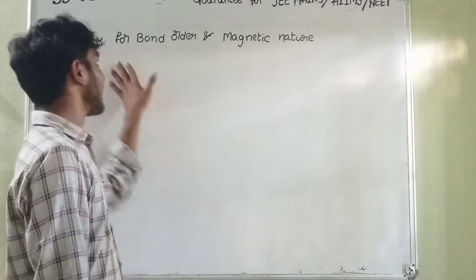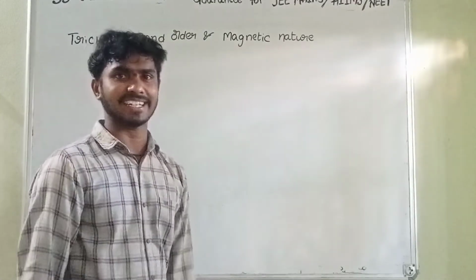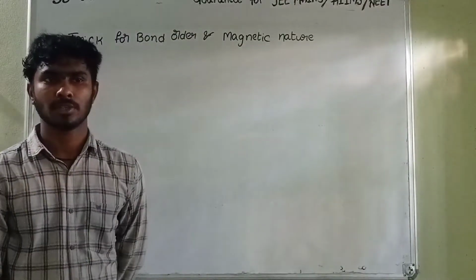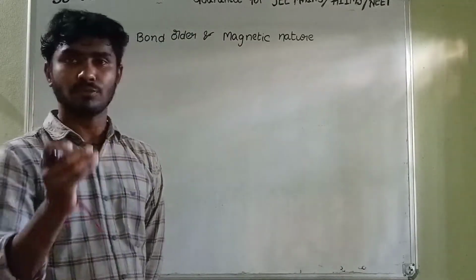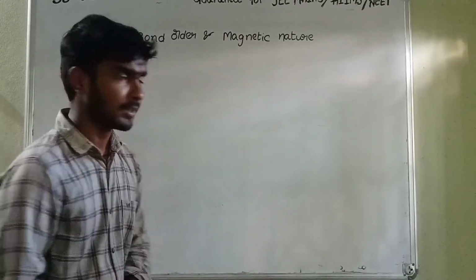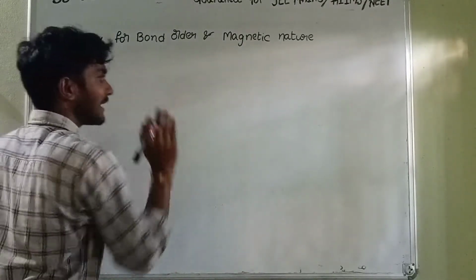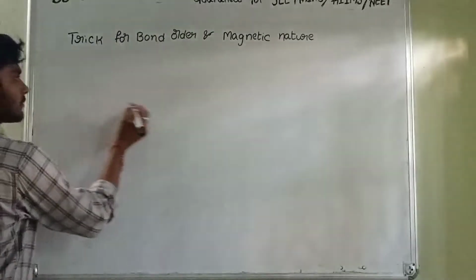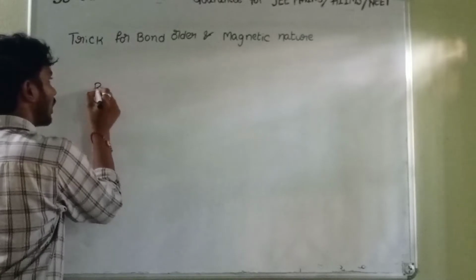Today we will see a trick on bond order and magnetic nature. In chemical bonding, they will ask some questions on bond order and magnetic nature, but we have one trick. It is very easy and helpful. So the trick is to find out the bond order.